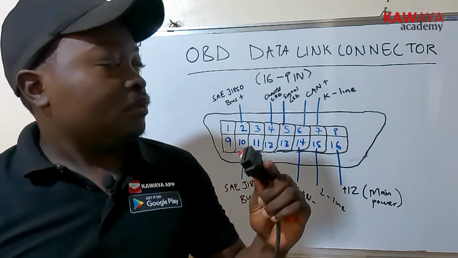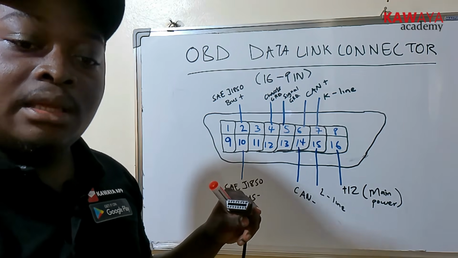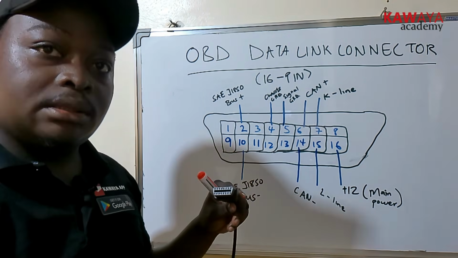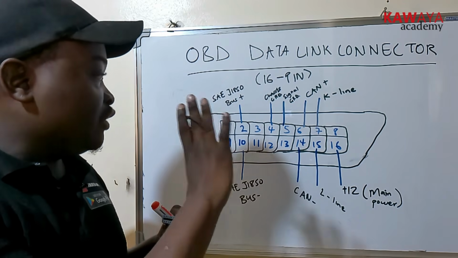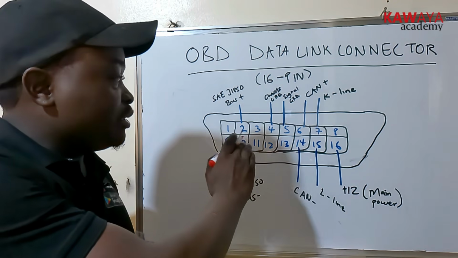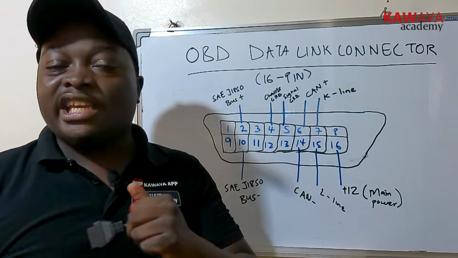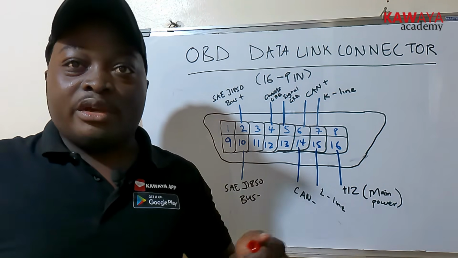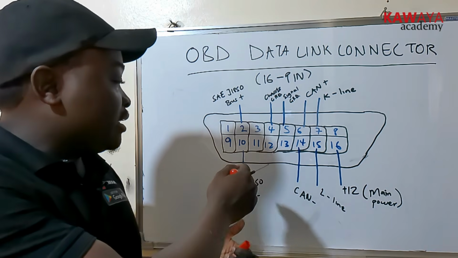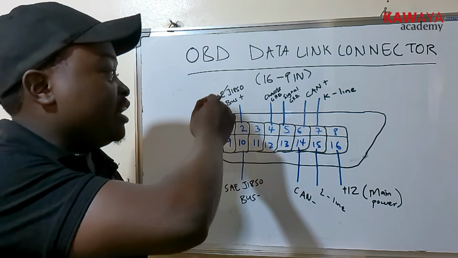So now let us look at the connector. Let us look at the different lines. Now you will notice that some pins are not marked because they are left out for different manufacturers to decide maybe what communication protocol they want to add on or anything else. So here we have pin 2 and 10. It is a communication line, and its protocol is SAE J1850.